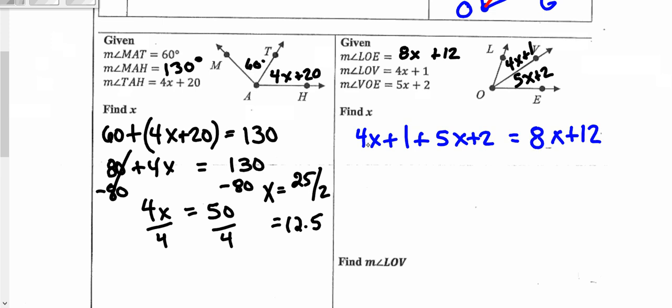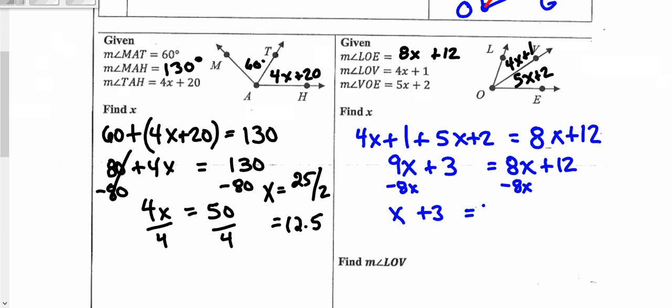Let's solve this equation. We're going to have 9x on the left, and we add the 4 and the 5x. We're going to have a 3 over there, which equals 8x plus 12. Let's get the x's together, so I'll subtract 8x from both sides. And I get x plus 3 equals 12. Subtract that 3 and get ourselves x equal to 9.